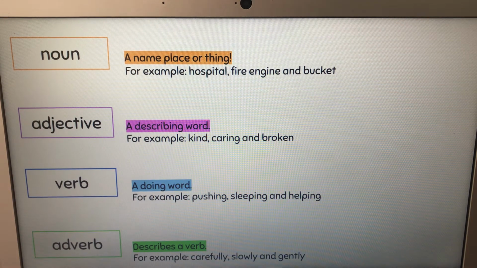And an adverb describes a verb. So for example, carefully, slowly and gently. And our suffix, those letters at the end of our word, really help us identify an adverb. Lots of adverbs end in an ly. And that's what we're going to be starting off with. We are going to be finding the noun, adjective, verb or adverb in a sentence.